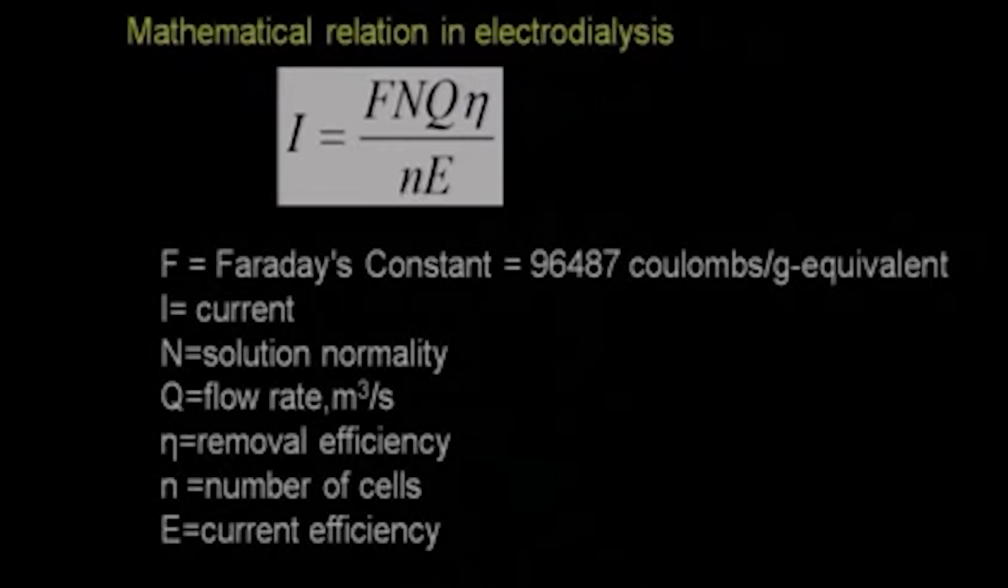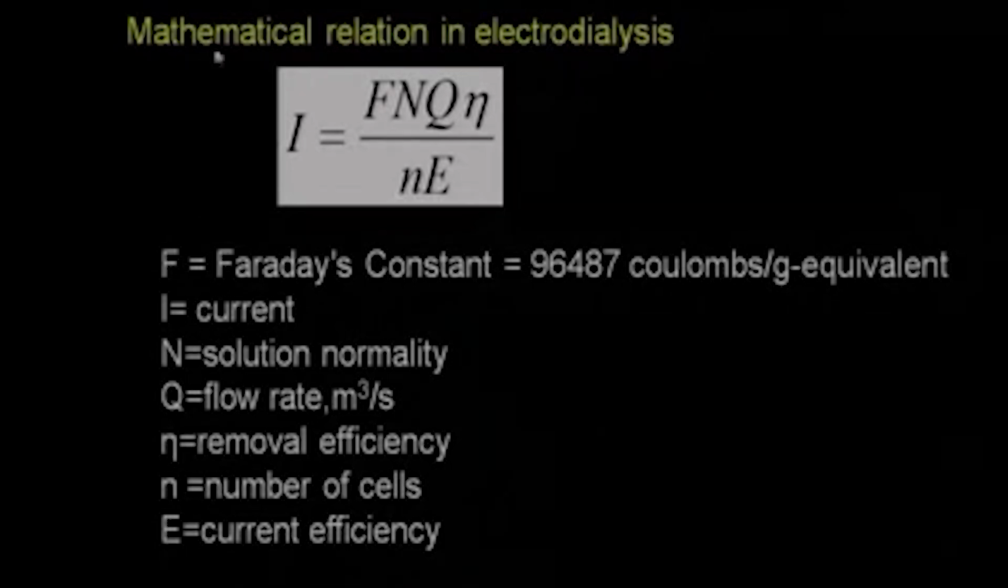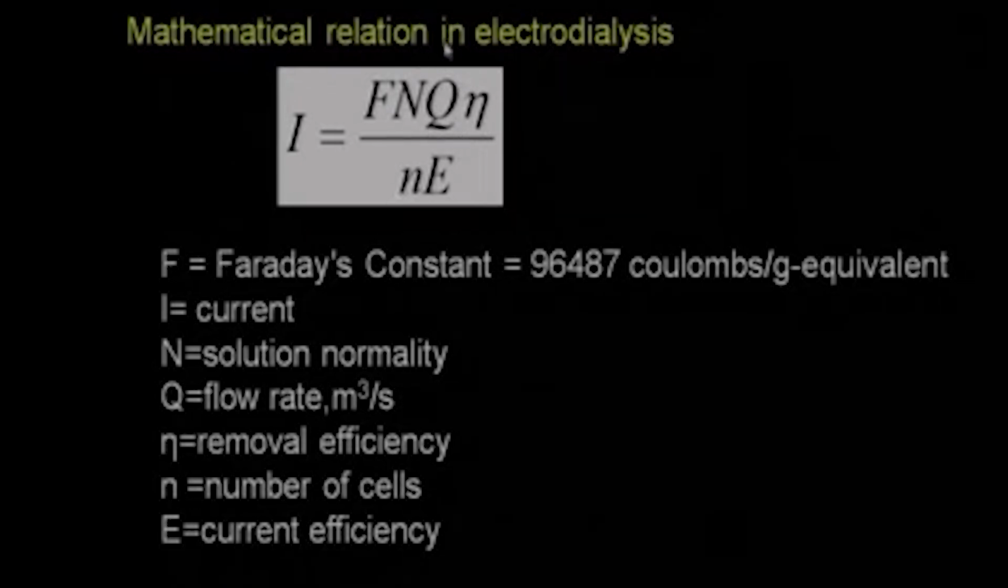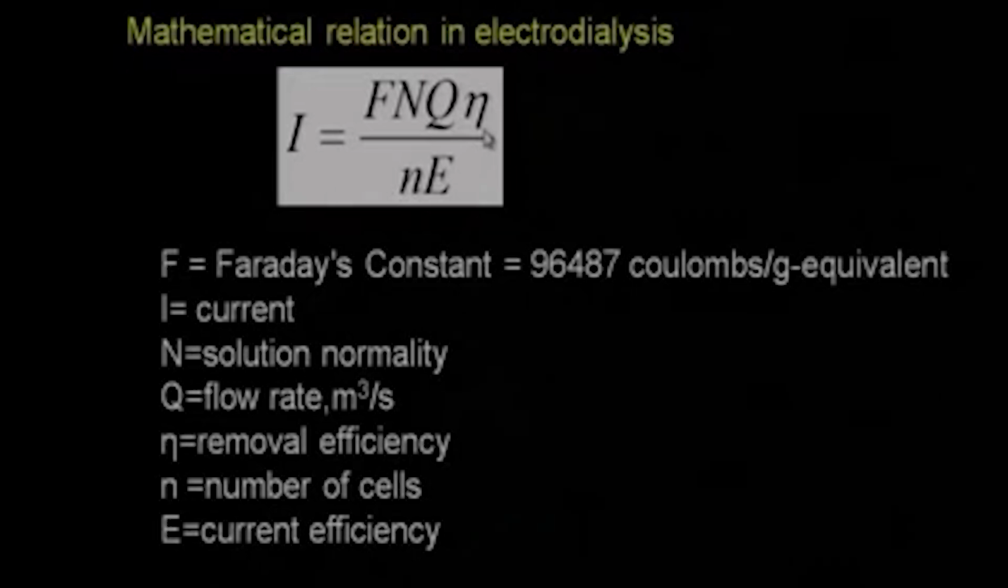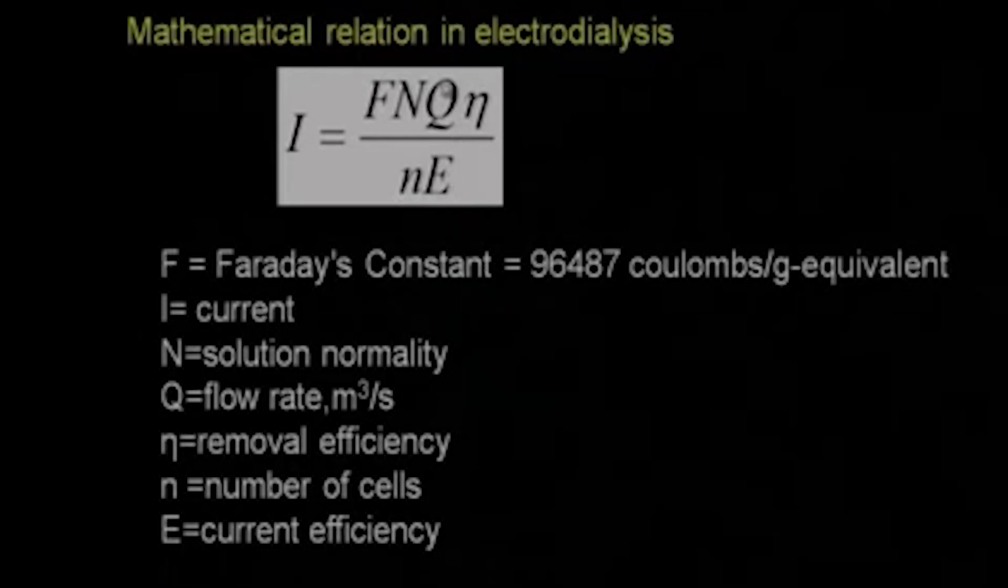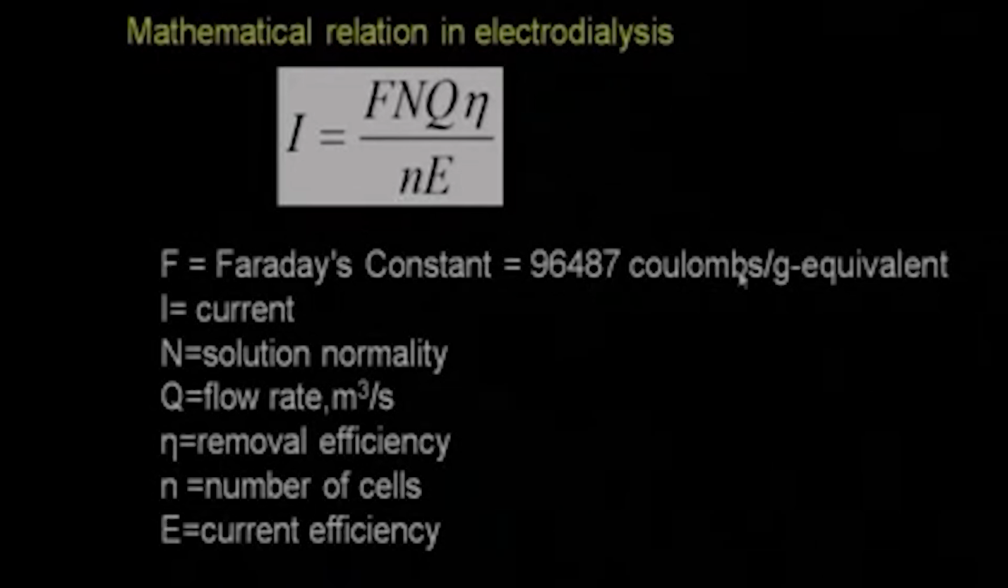So there is a mathematical relation which connects the current that is flowing with the charged particle details. So you have current I is equal to, this is a constant, it is called Faraday's constant, N is the solution normality, Q is your flow rate, eta is your efficiency, N is your number of cells, E is your current efficiency. So eta is a removal efficiency, E is your current efficiency, do not forget. Now F is the Faraday constant, so this is the normal number for the Faraday constant.